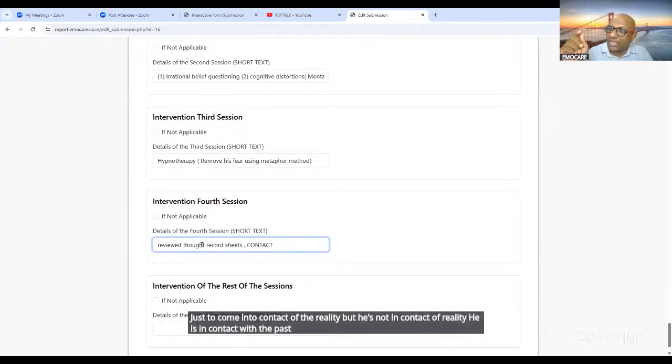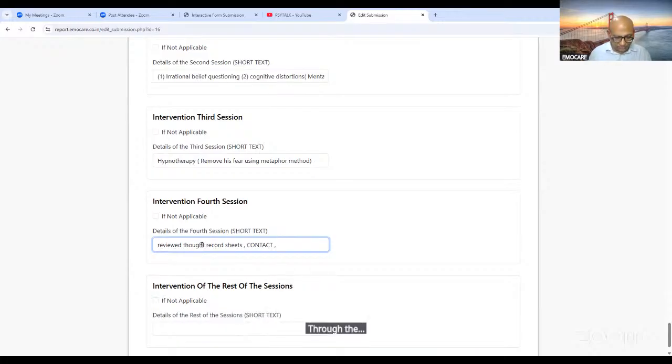So we trained him through Gestalt therapy. In Gestalt therapy, this contact we made him understand through the chair method, the open chair method. Open chair means an empty chair. Empty chair technique.